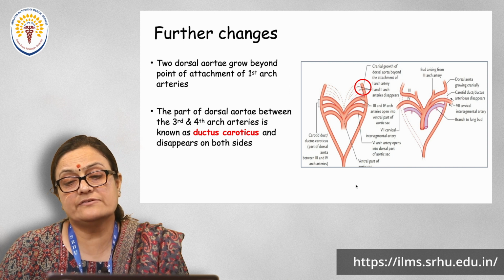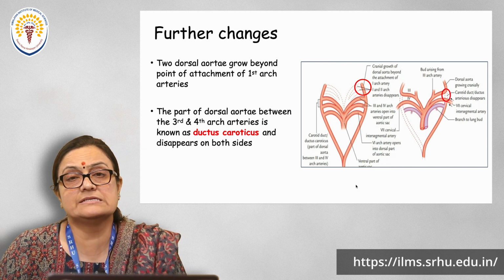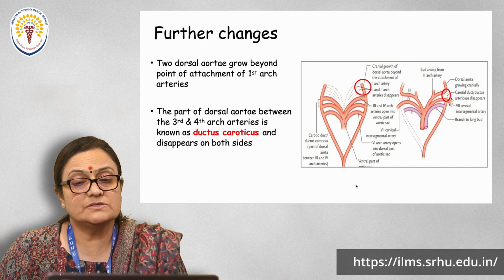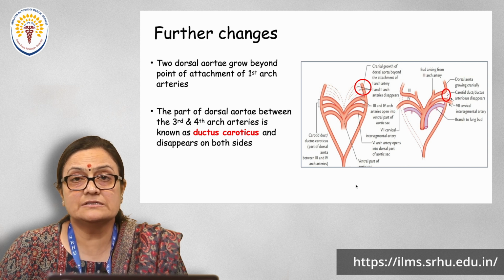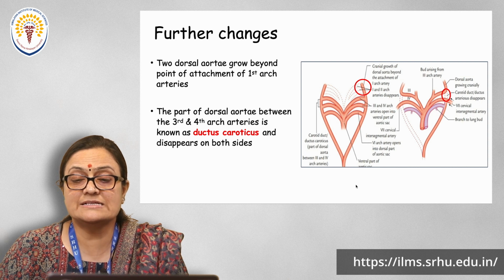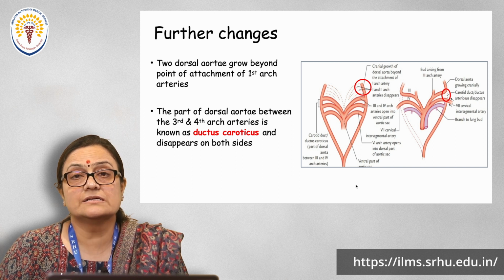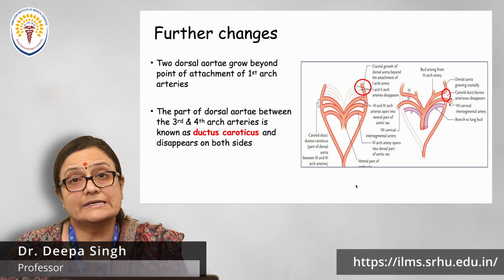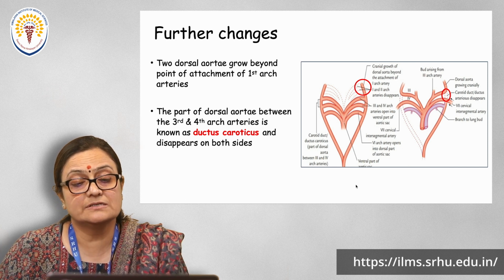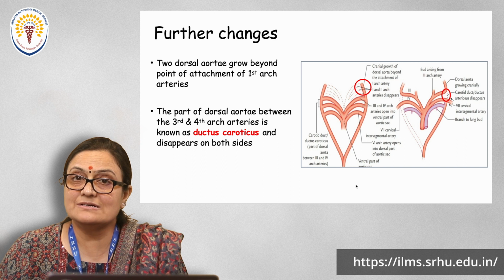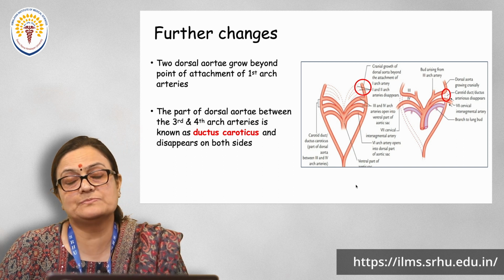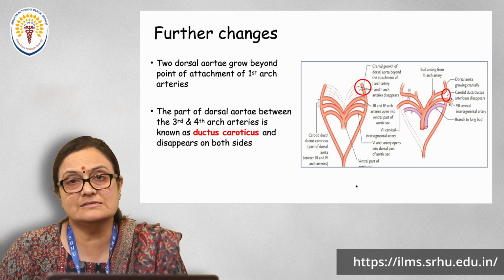So, focus on the second figure, and here if I click, you can see this area. This is the part of the dorsal aorta lying between the third and the fourth arch arteries. This part disappears. We can see on both the sides this region has disappeared, and this will be known as ductus caroticus or carotid duct. This part will disappear on both the sides, and this area specifically is known as ductus caroticus.